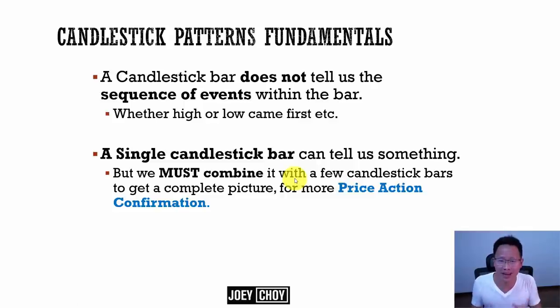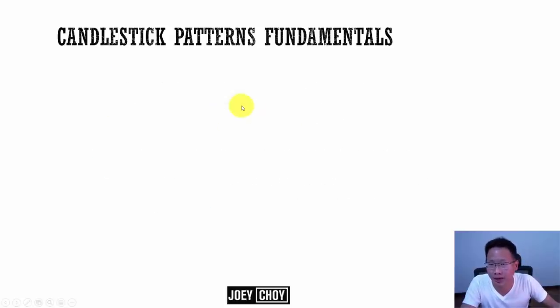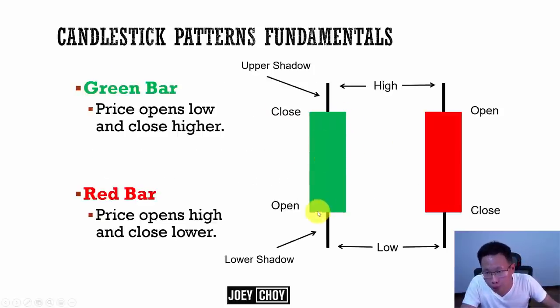So for more price action confirmation. Of course, I'll come to that in a bit, so not to worry, right? So let me just show you what I mean by the sequence of events, right? So for example, look at this. It opens here for this green bar, and it closes here. But we wouldn't know, when it opened, whether it actually went down, or it went up first, and then it probably came back down, and then it closed here. We wouldn't know the sequence, right?